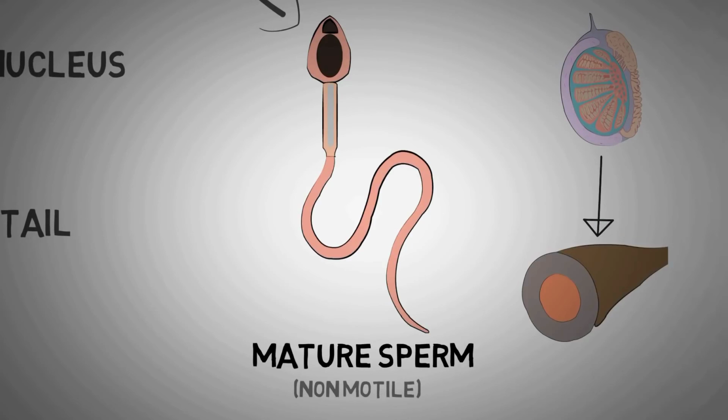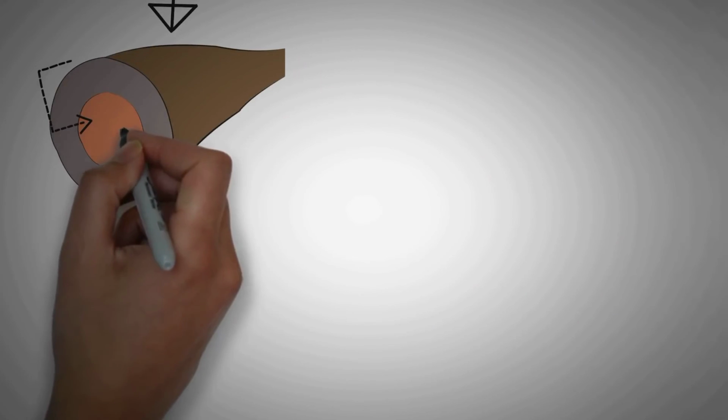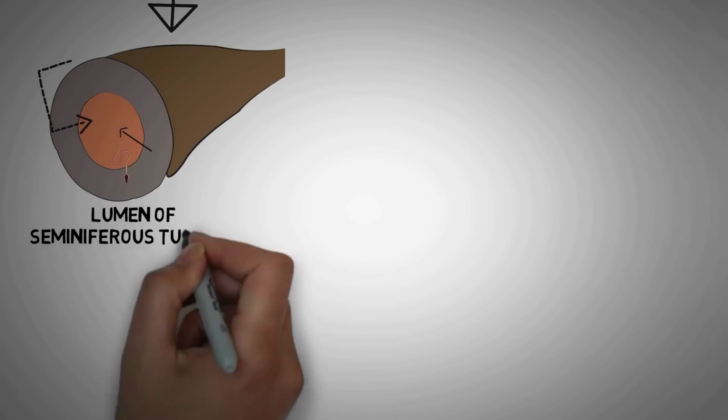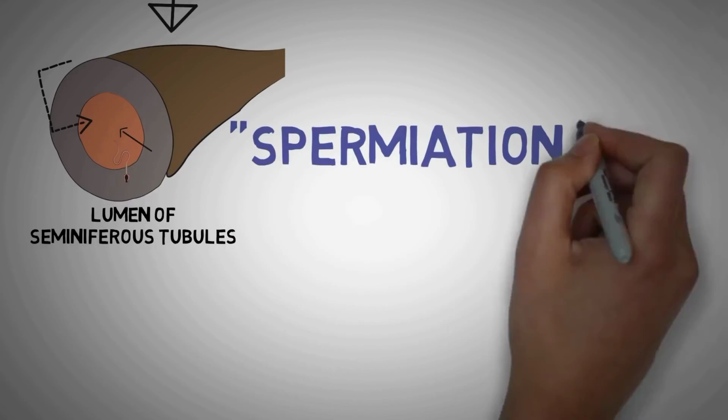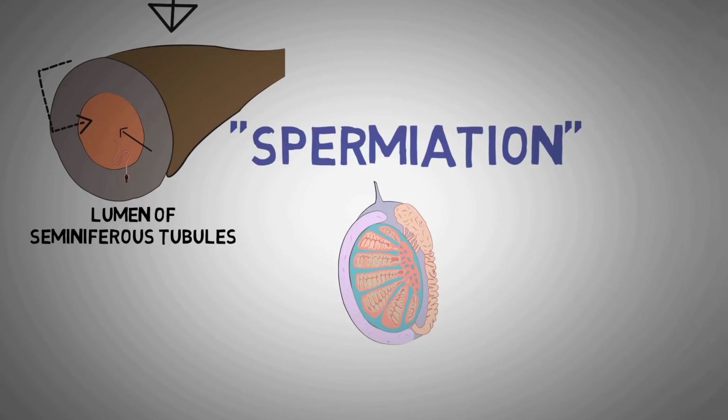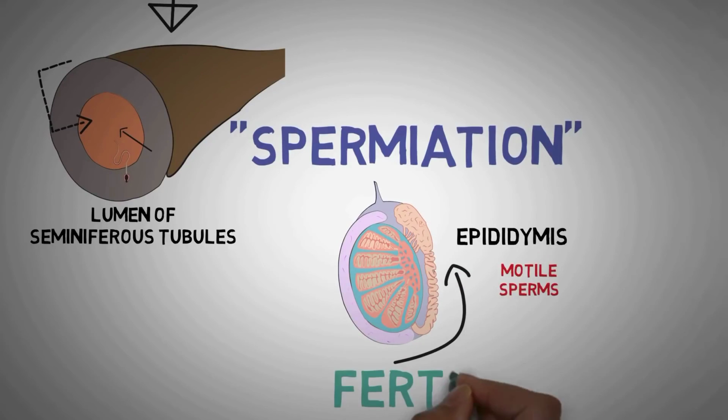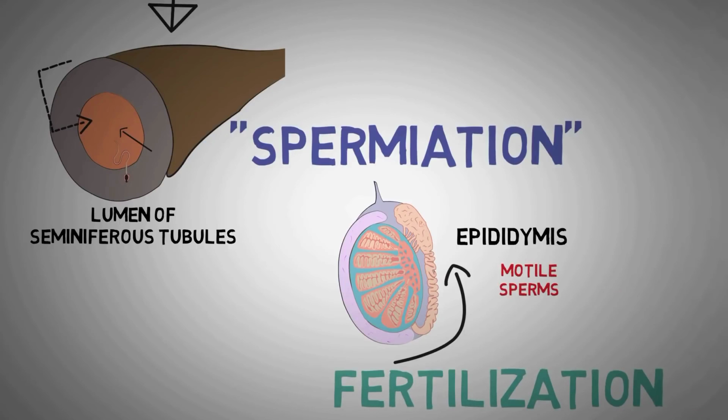As we know, the process of spermatogenesis runs in the wall of the seminiferous tubule. The mature sperms are then released into the lumen of the seminiferous tubule through a process called spermiation. The sperms then spend a few days in the epididymis and gain motility. The motile sperms are thus capable of fertilization. So this was all about the process of spermatogenesis.